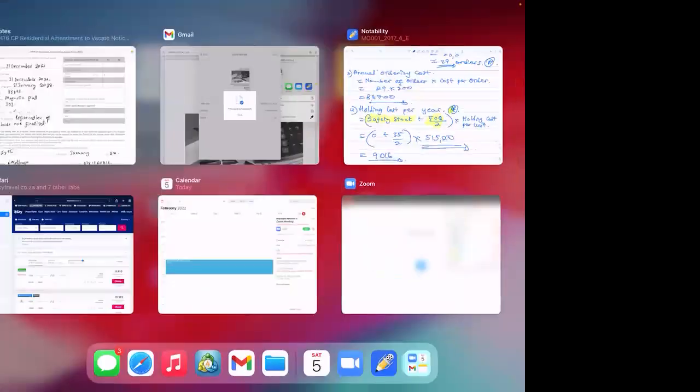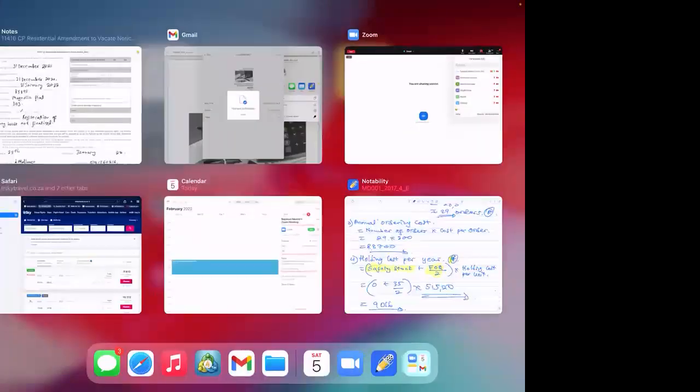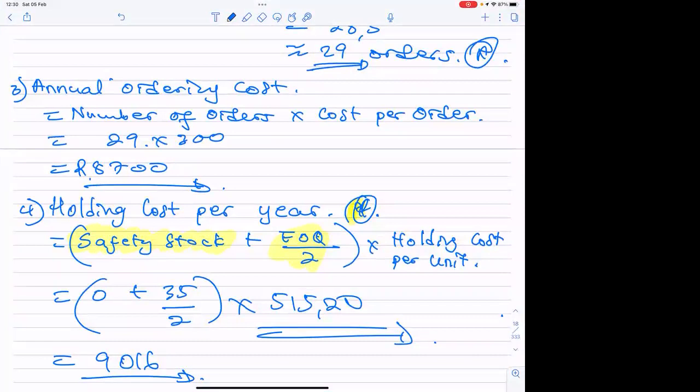So the safety stock they should always give us, so we cannot calculate it for ourselves. You can calculate it. Depends with the English. Let's do this. How do we calculate it? Right, I will show you how to calculate it. I think there is a question that will help us to calculate the safety stock. Okay, right, thank you. Any questions, additions, or subtractions on this one?